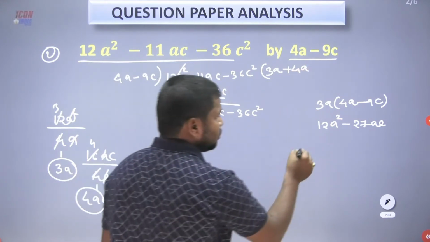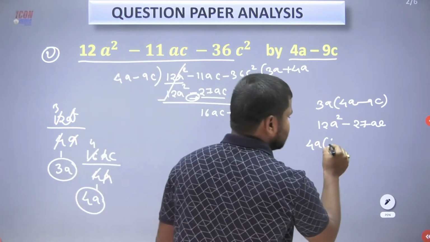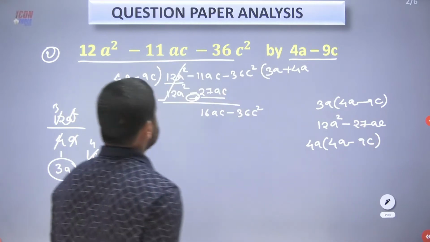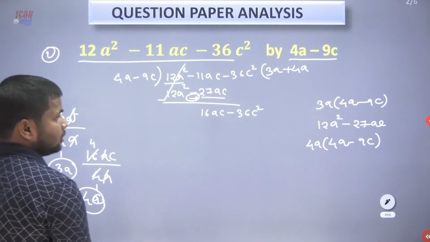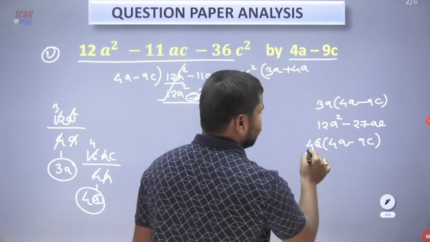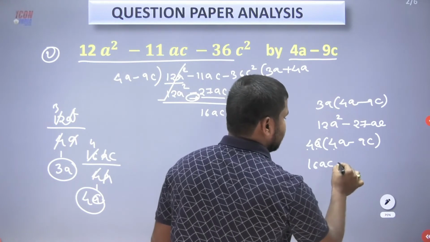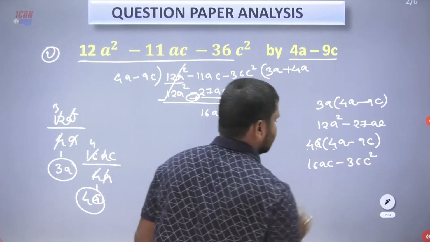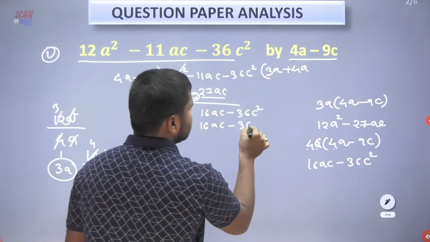Plus 4a, right? So when you multiply with 4a, what happens? 4a into 4a minus 9c. Sorry, it's 4c, so take this as 4c. 4 into 4 is 16, c into a will become ac, minus 4 9s are 36, c into c will become c square. So here we got 16ac minus 36c square.